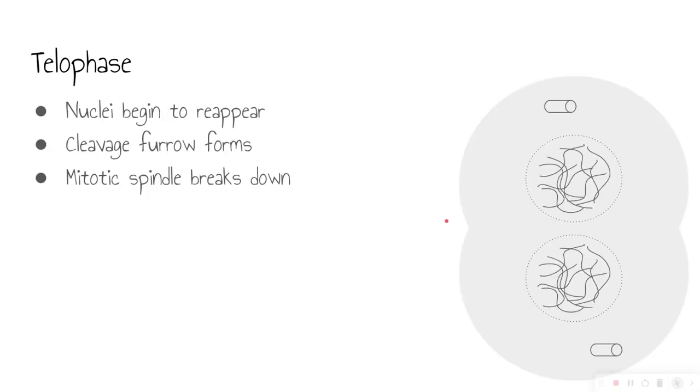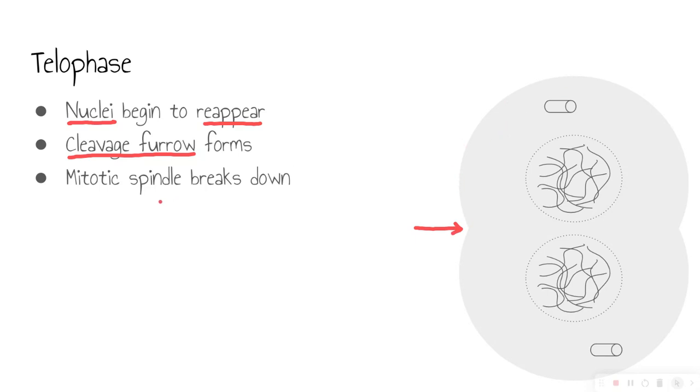Next, we're going to go into telophase. In telophase, the nuclear envelopes are going to begin to reappear. We can see that right here. We have two nuclear envelopes that are beginning to appear here. We're also going to have a cleavage furrow that is going to form. You can see that right here. And this is where the two new cells are going to form.